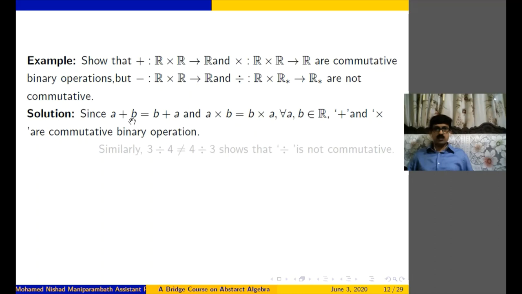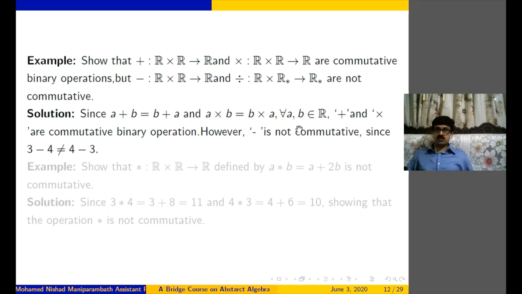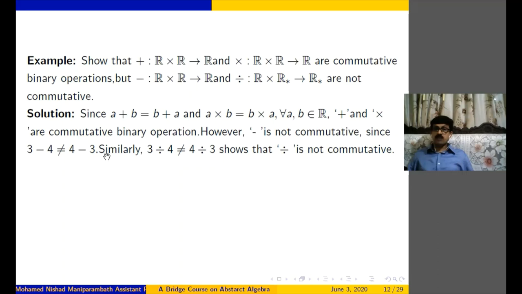a plus b is equal to b plus a, a into b is equal to b into a for every a, b belongs to R. Already discussed. Plus and multiplication are commutative binary operations. However, minus is not commutative since 3 minus 4 is not equal to 4 minus 3, and 3 by 4 is not equal to 4 by 3. That is why minus and division are not commutative operations.